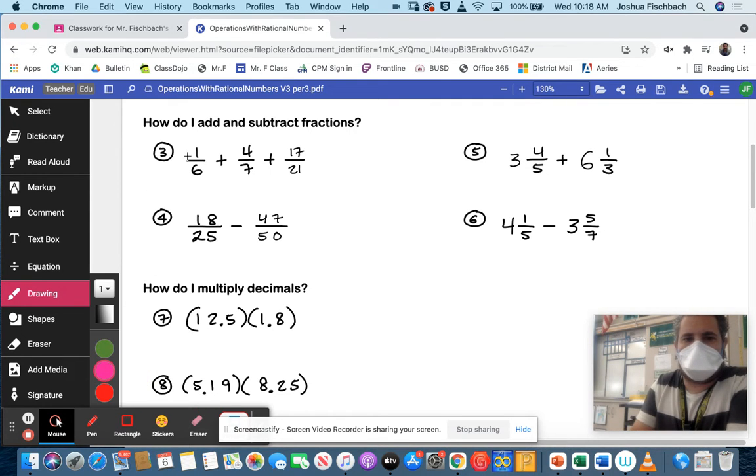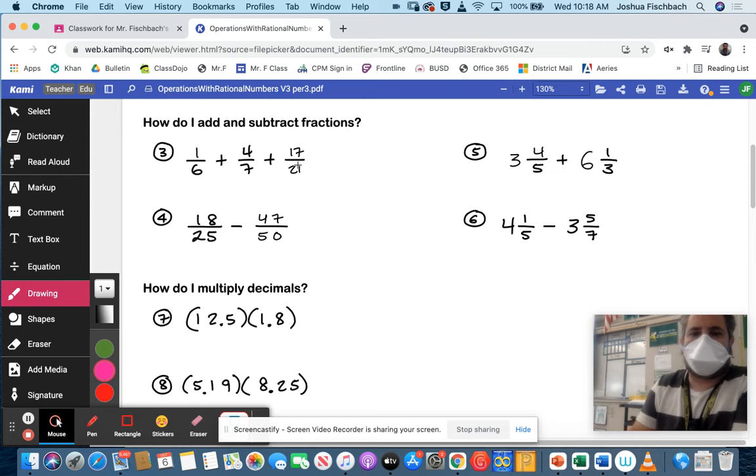So the first thing you're going to want to do, let's say in number 3, for example here, is you want to ask yourself, what can 6ths, 7ths, and 21sts all become? Well, what I like to do is ask myself, can one become the other? So we know that 7 can become 21, so we can kind of ignore the 7. So really we're just asking ourselves, what is a multiple of 6 that's also a multiple of 21?